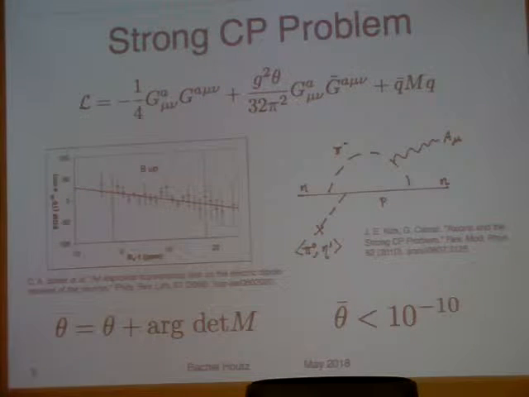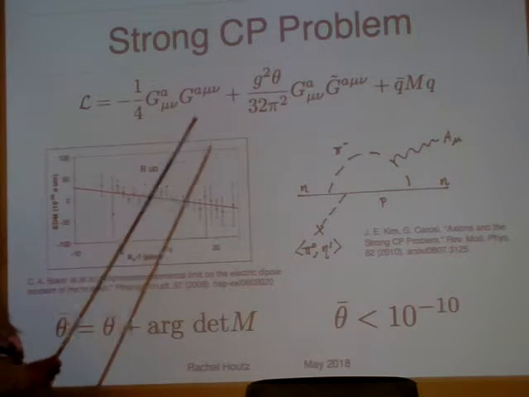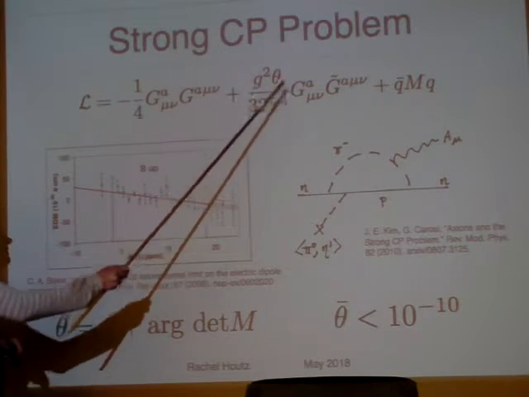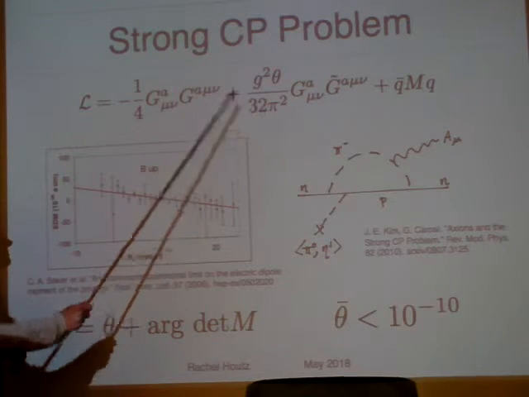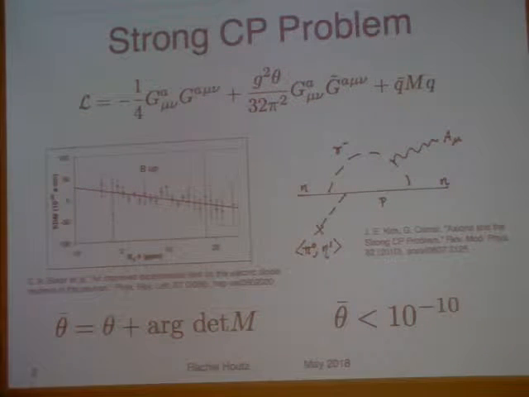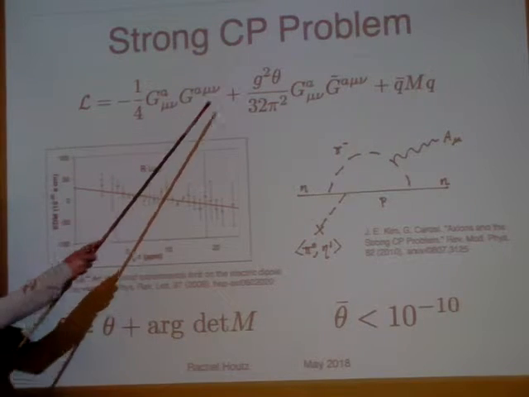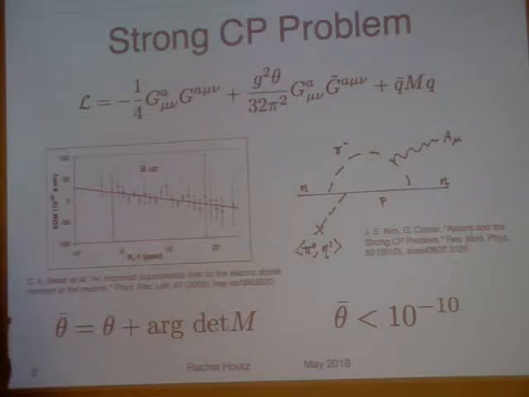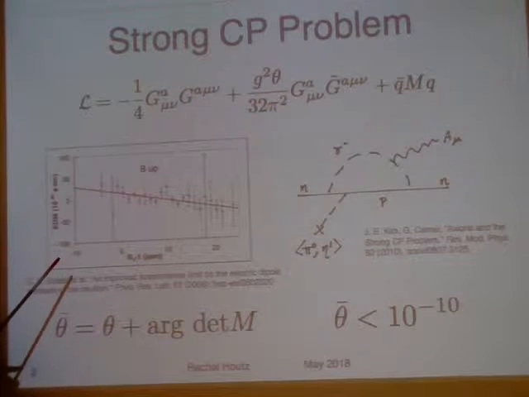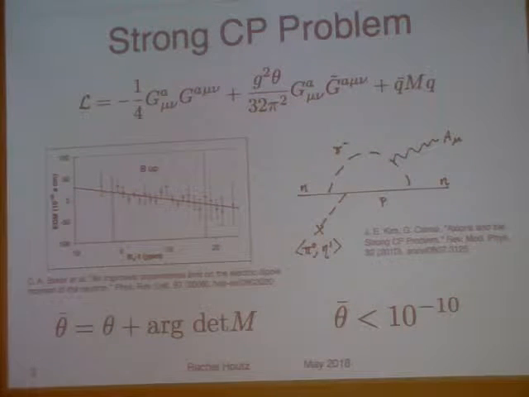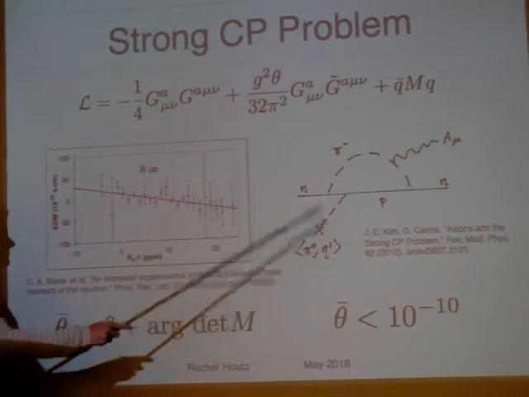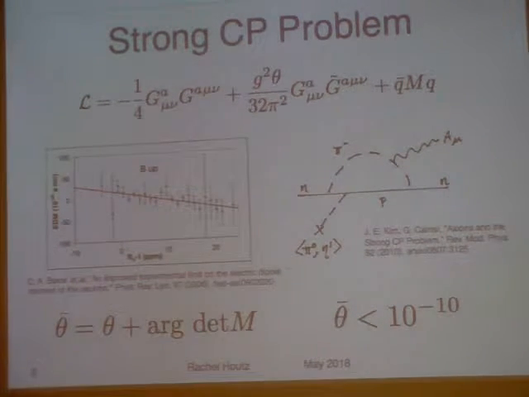QCD has a strong CP problem. QCD predicts a non-perturbative interaction with a coupling that looks like this and introduces CP violation into the Standard Model. If this interaction were there, there would be experimental signals. One of the most famous is the electric dipole moment of the neutron, which can show up through a low energy effective Feynman diagram that looks like this.